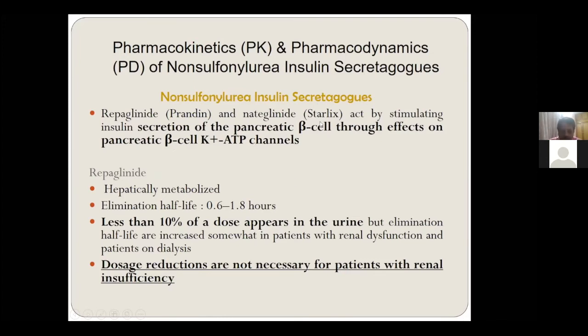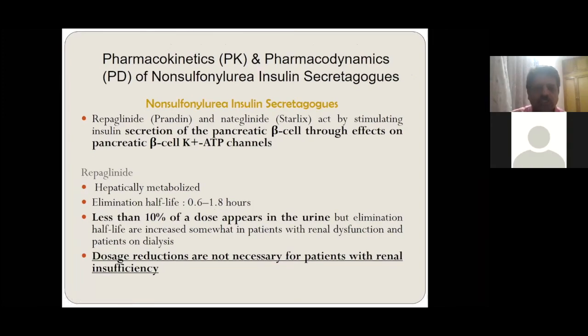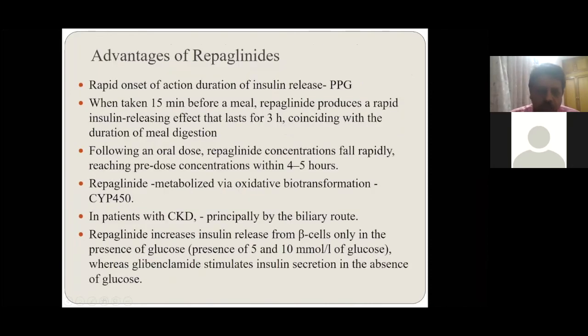So, a different mechanism: it increases the insulin. The secretion from the pancreatic beta cell is through the beta potassium-mediated ATP channel opening, which will lead to increased calcium and increased insulin secretion. It is hepatically metabolized, and that is the reason why it can be used in all stages of CKD. The elimination half-life is around 1.8 hours. Less than 10% of the drug appears in the urine. Dosage reductions are not necessary in this class of drugs.